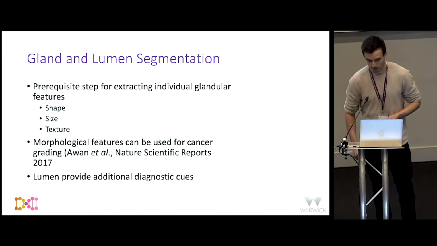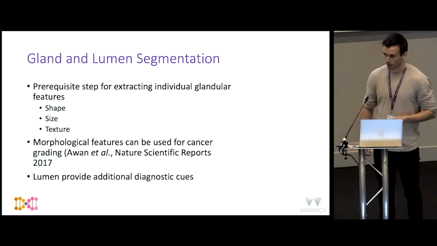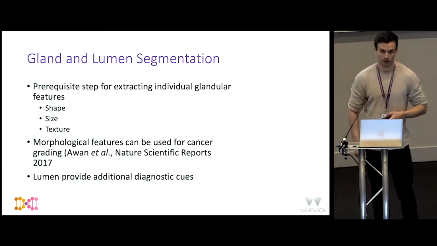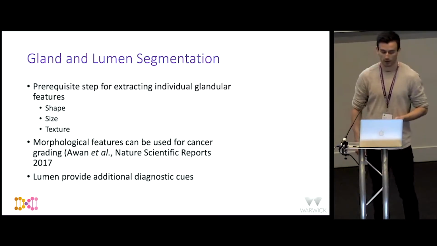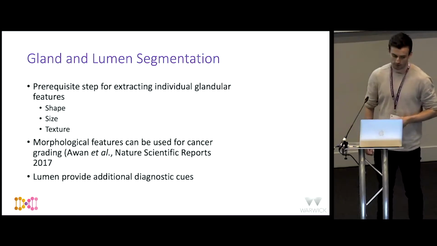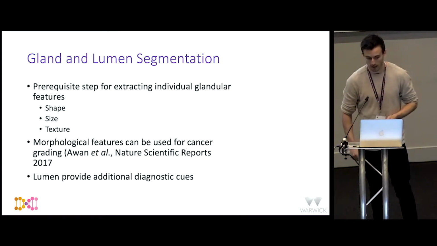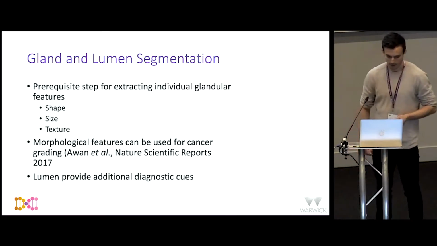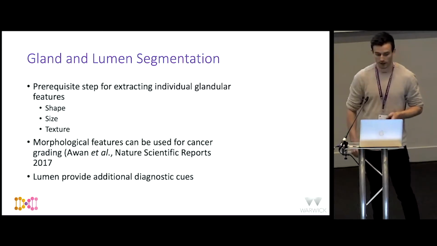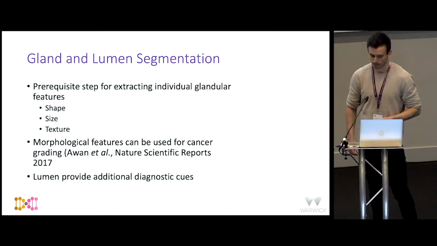So gland and lumen segmentation is a vital prerequisite step if we want to subsequently extract any features, such as the shape, size, and textural features. And we've recently shown within our lab that morphological features can be indicative of the grade of cancer. In addition, the lumen can also provide diagnostic cues.